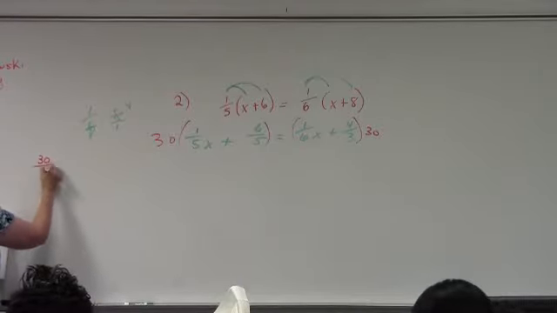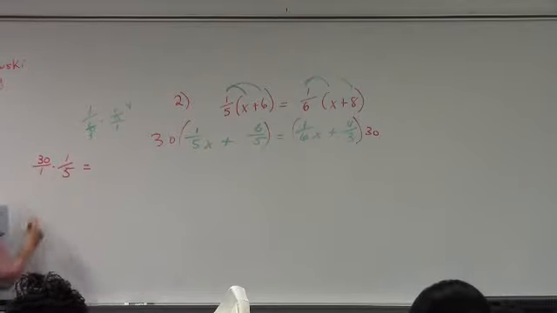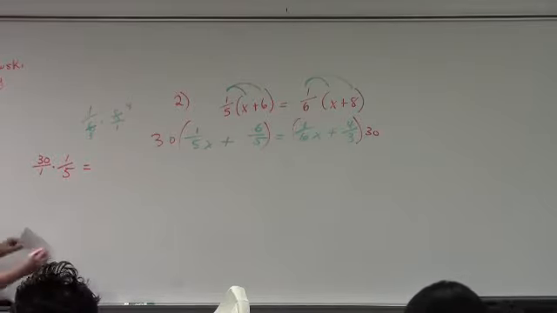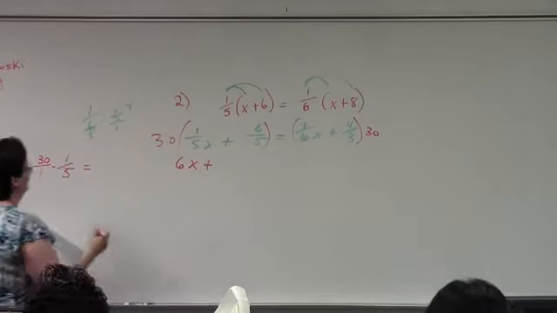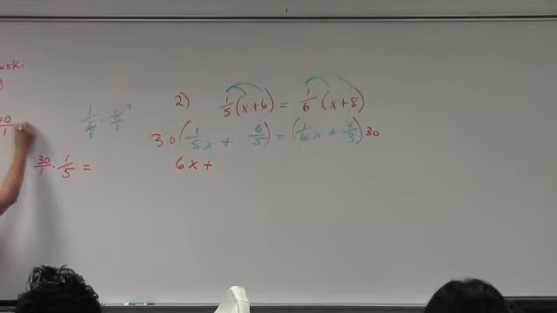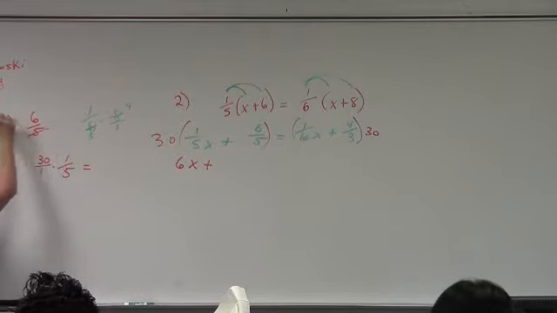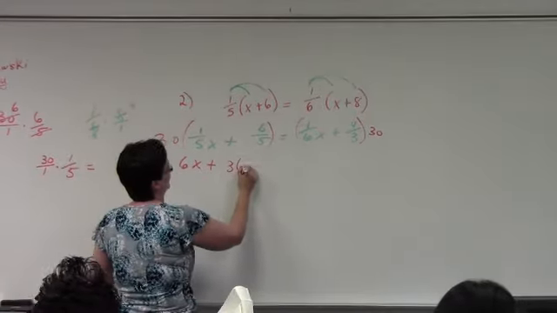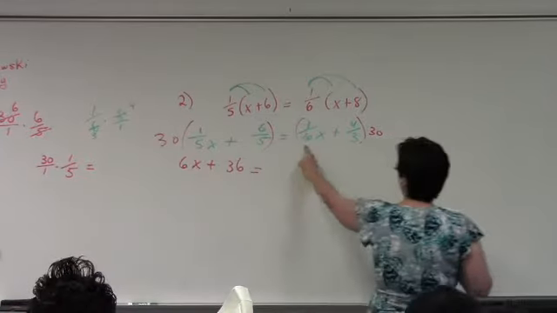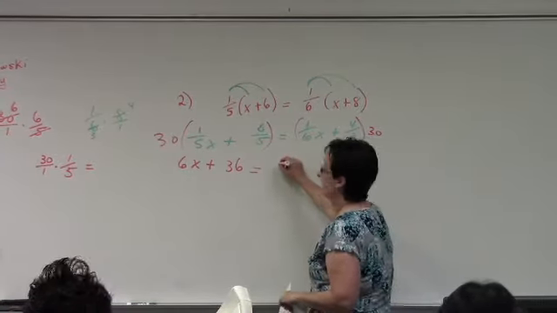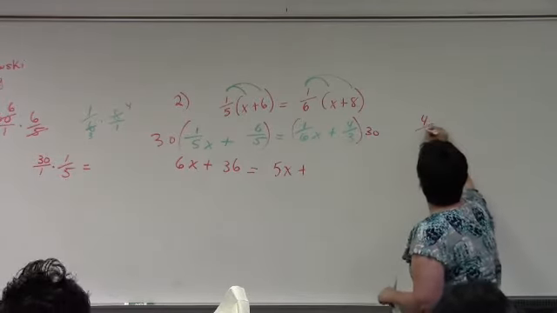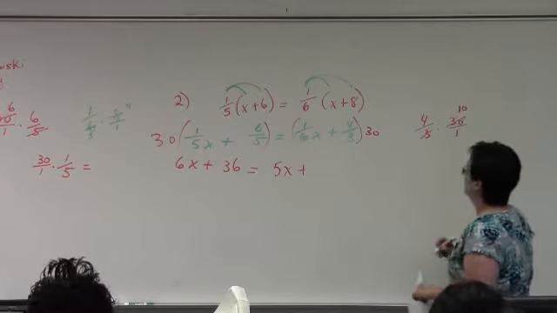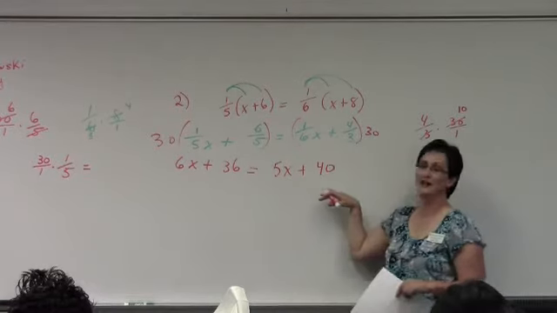We have 30 times 1/5, which is what? 5 goes into 30. So that would be 6x plus, let's do the next one here, 30 times 6 over 5. 5 goes into 30. 6 times 6 is? Other side. 6 goes into 30. 5. And we have 4/3 times 30. 3 goes into 30. 4 times 10. Now, doesn't that look better?